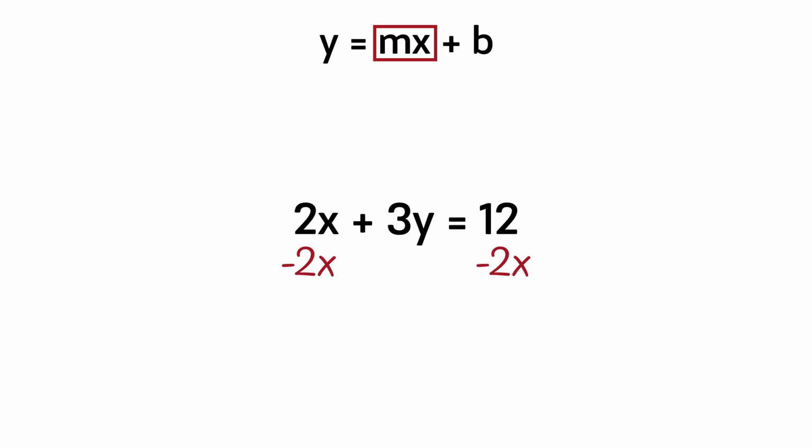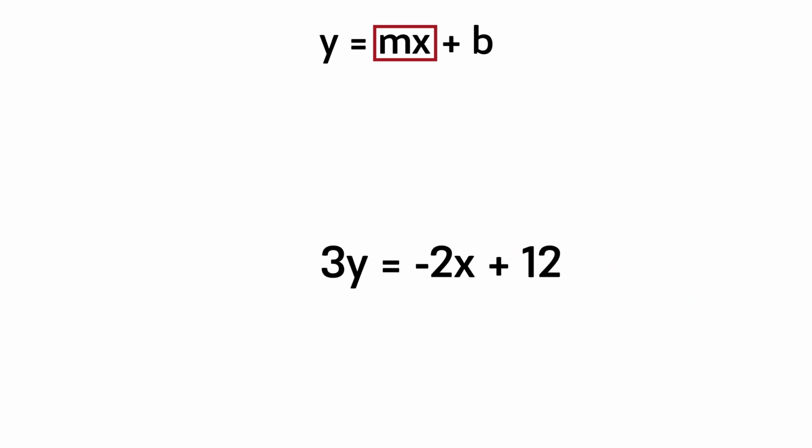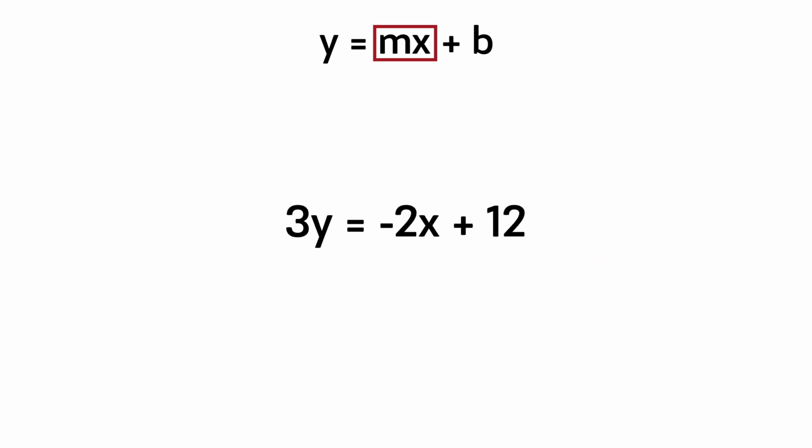2x minus 2x on the left side equals 0, which means it is cleared out. Then, on the right side of the equation, we are not allowed to subtract 2x from 12 because they are not like terms. 12 does not have an x. Therefore, we can just write negative 2x plus 12, and our overall equation is now 3y equals negative 2x plus 12. We're getting closer to slope-intercept form because our mx is in the correct location, and it looks like we have a plus b with the plus 12.